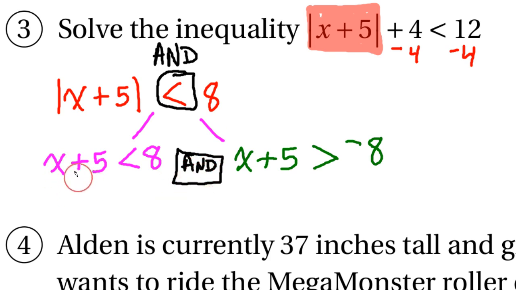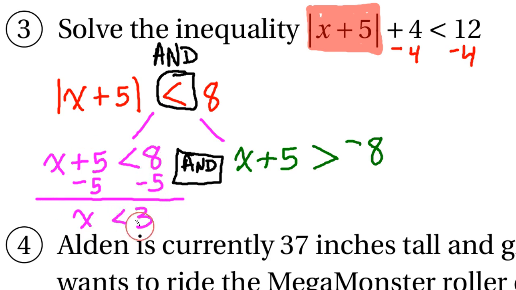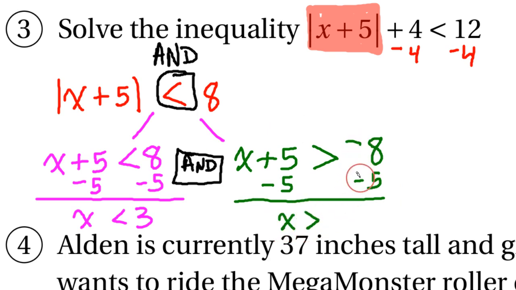So when I look at this, I can say, okay, if I subtract 5 from both sides over here, that's going to leave me with x is less than 5 minus 8, which is 3. Over here in green, I can see that when I subtract 5, what I'm going to get is that x has to be bigger than -8 minus 5, which is -13. And both of these are linked with the word and.